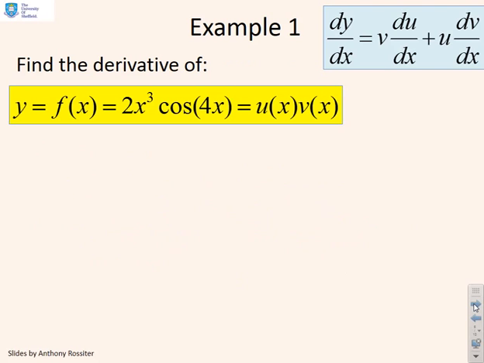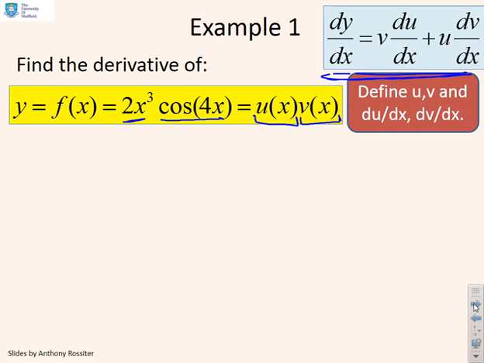Here's an example. We want to differentiate f of x, which is 2x cubed times cos 4x, and we can see this is a product of two functions, so we know we're going to need to use this product formula. dy dx is v du dx plus u dv dx. My first job is to define a suitable u and a suitable v.